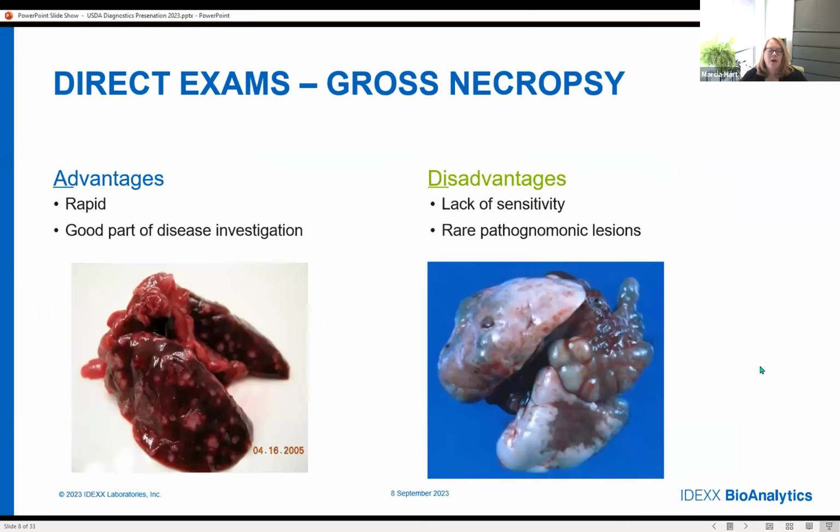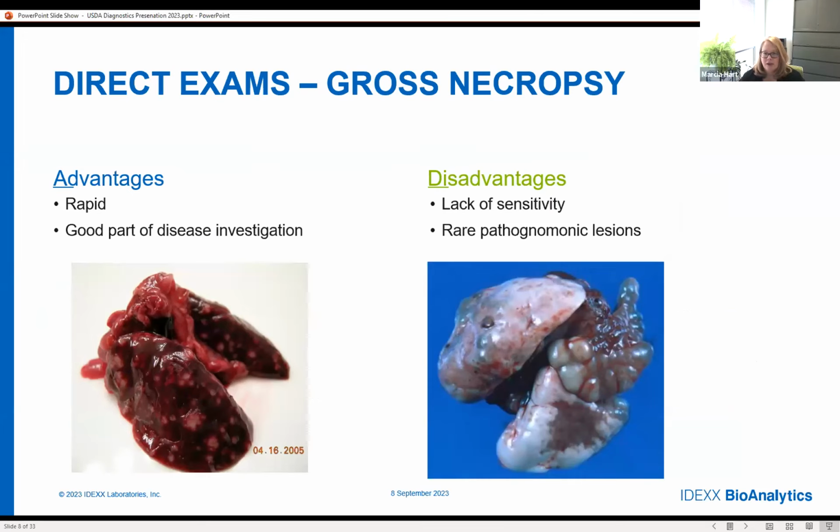So let's talk about direct exams, our gross necropsy. So gross necropsy has some great advantages. It's advantageous because it's rapid. I can quickly do a necropsy, assess the tissues, and have a general feeling for the presence or absence of disease. It's a great part of disease investigation.